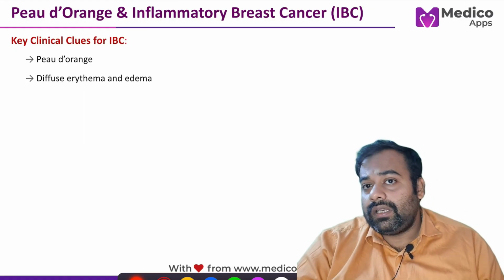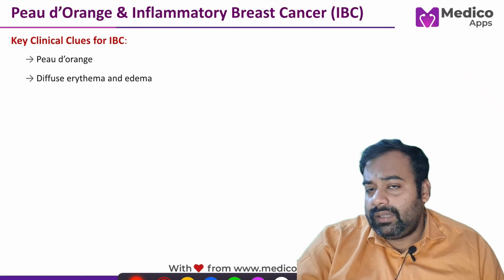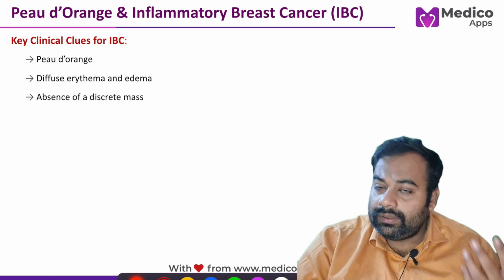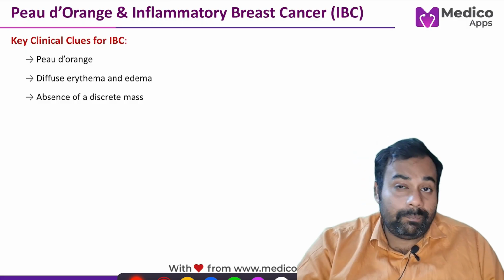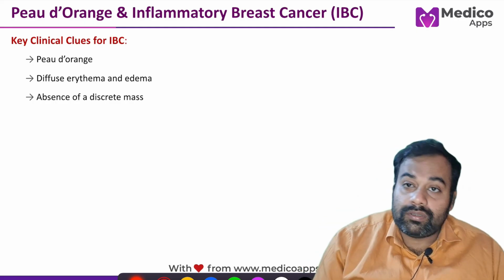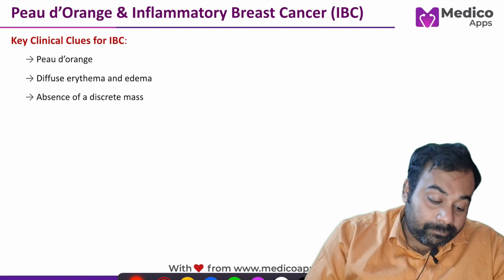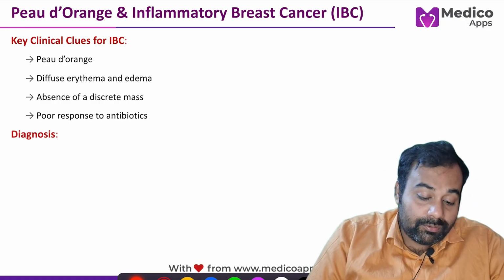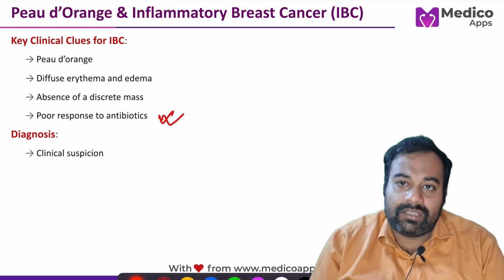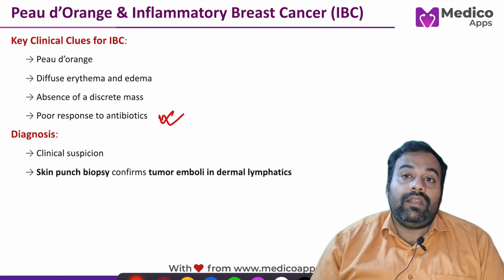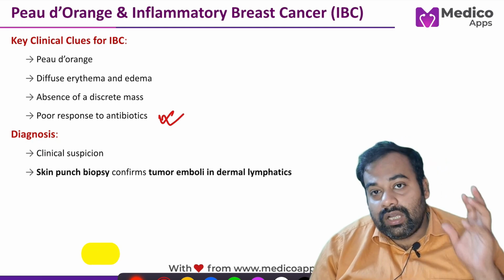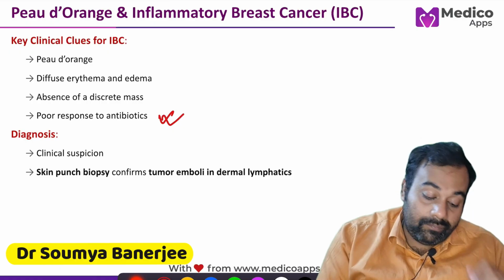You initially suspect underlying cellulitis or something else. You try to treat the patient with antibiotics, and with repeated courses of antibiotics, it doesn't heal. So in such cases, you have to consider the possibility of inflammatory breast cancer. They are the ones with poor response to antibiotics, as I have already mentioned. To diagnose such cases, you need clinical suspicion, which is very important. But to confirm the diagnosis, you need to take a skin punch biopsy, which confirms the tumor emboli blocking the dermal lymphatics.